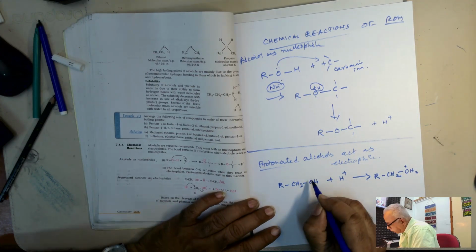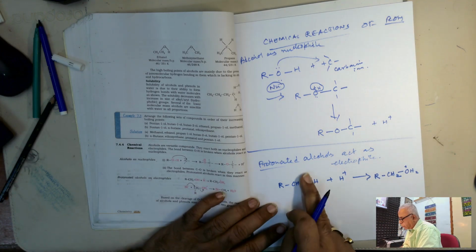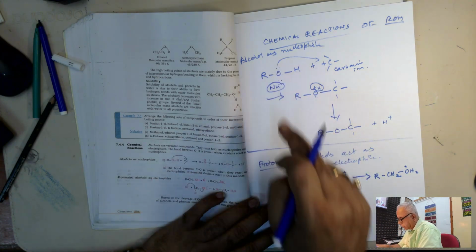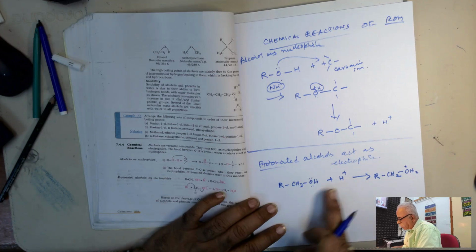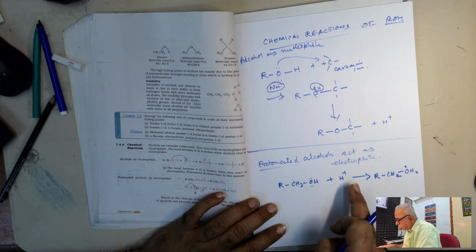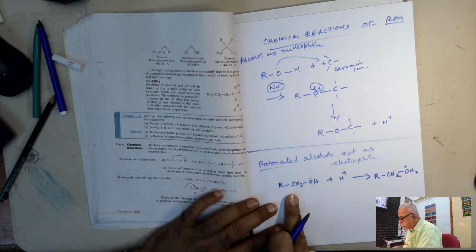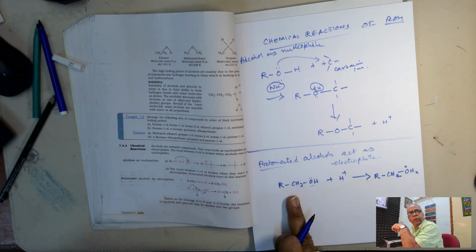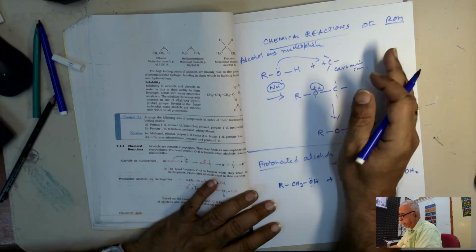You may tell that, sir, it is having a minus like this. Okay, two pairs of electrons similar to this. Yes. But because of the approach of H plus, instead of the alcohol attacking as a nucleophile, the H plus attacks here. So in that case, it acts as an electrophile. So it depends on what it combines with.